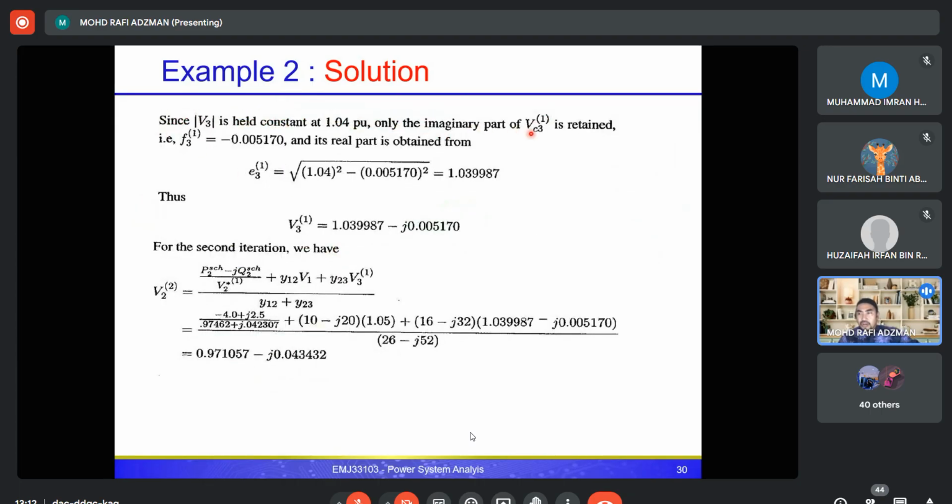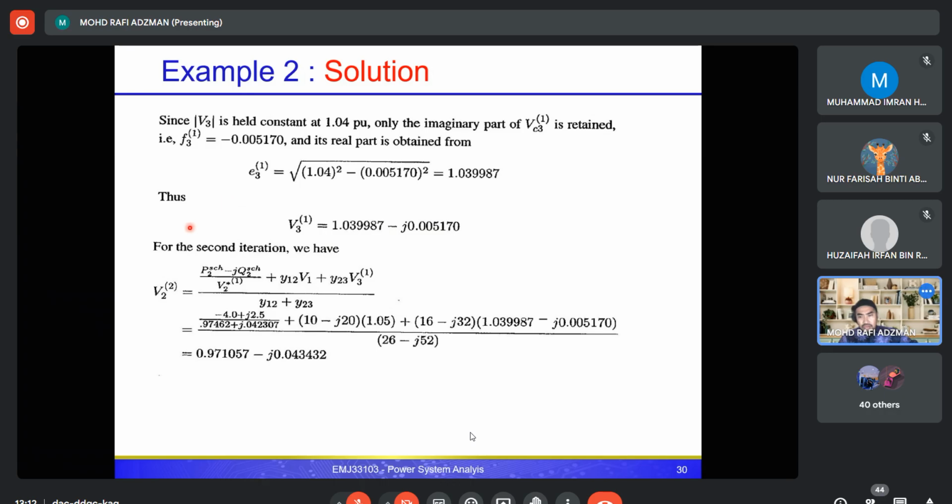So only the imaginary part of VC3(1) is retained. For example, F3(1) equal to minus 0.0517. Therefore, the real part is obtained from E3(1) equal to the square root of 1.04 squared minus 0.0517 squared. So you find that it is 1.039987. So your V3 first iteration is equal to 1.039987 minus j0.0517. Okay, done for the first iteration.